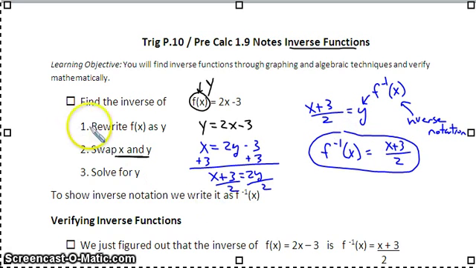Again, I've written the steps over here for you so you can see it's really a 3-step process. Get rid of the f of x, or whatever that is. If it's an f of x, a g of x, or an h of x, replace it with the y. Swap out the x's with the y's, and the y's with the x's, and then solve your equation for y. And don't forget to use the inverse notation when you're all done.